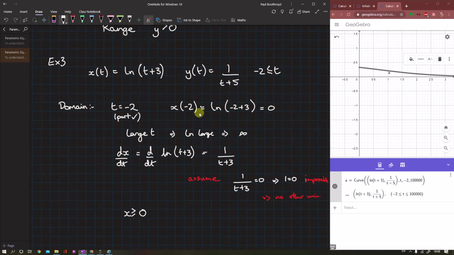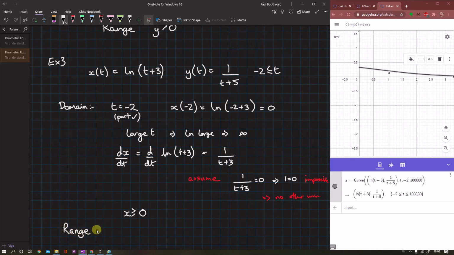You could actually just argue that straight from the log function. Log is not defined for anything below. Actually, it's not defined for 0 either. Oh yeah, we got -2 in our values there. Okay, so that one was okay. Let's go for the range.